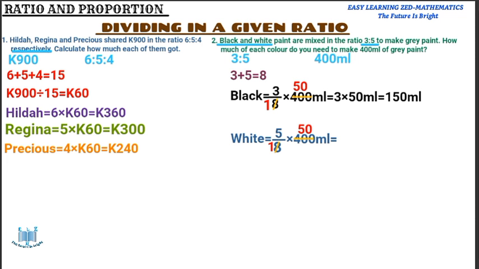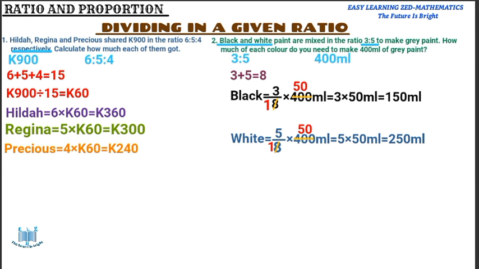Okay, so now let's write what we are remaining with. We are remaining with 5 there, multiplied by 50 mils. When you multiply 5 by 50 mils, you'll get 250 mils. So to come up with 400 mils of gray paint, we need 250 mils of white paint using the ratio I was given. When you add 150 mils plus 250 mils, it will give you 400 mils.